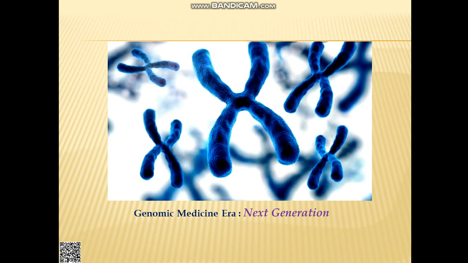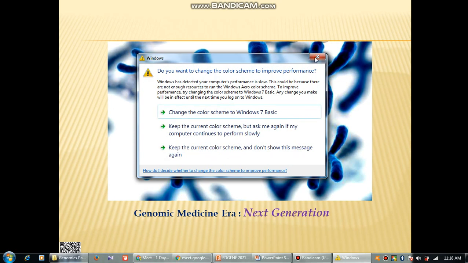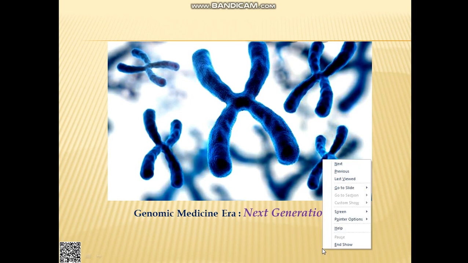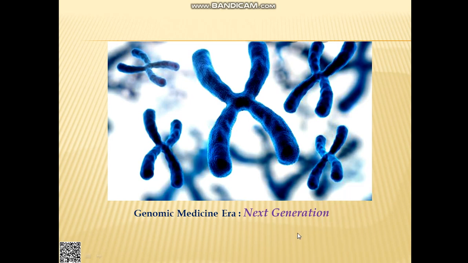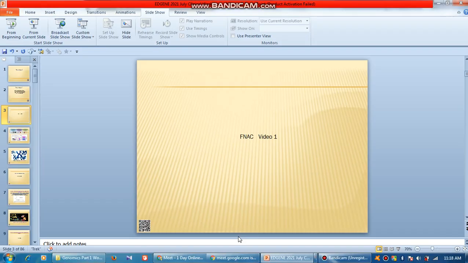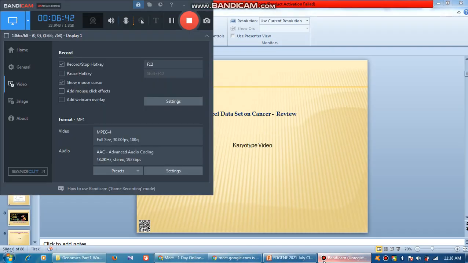So in the genomic medicine era, what will happen? How did we do the transition? The transition was done in such a way that there were several already existing technologies which we tried to incorporate, and tried to find what new innovations can be done. So we'll see one more video of conventional karyotyping that you are already aware of.